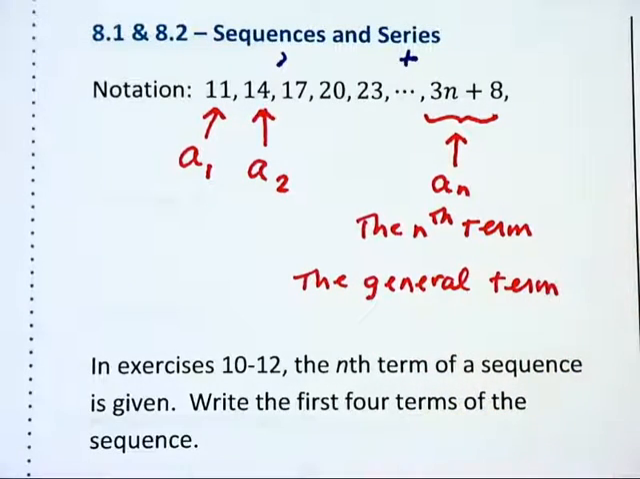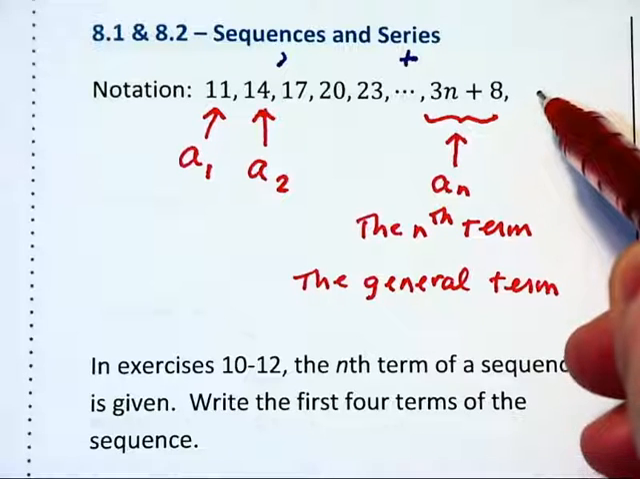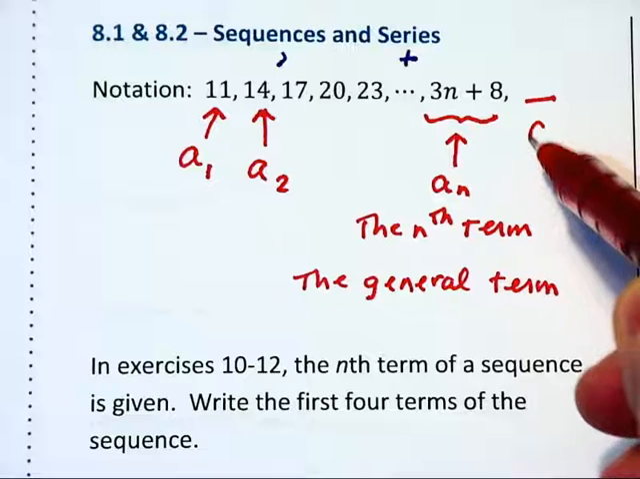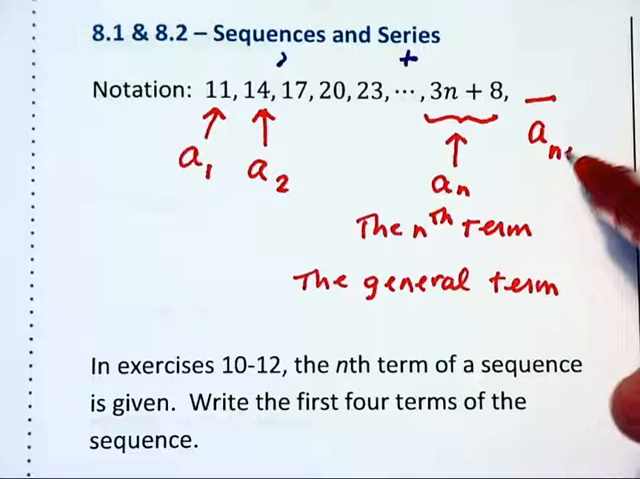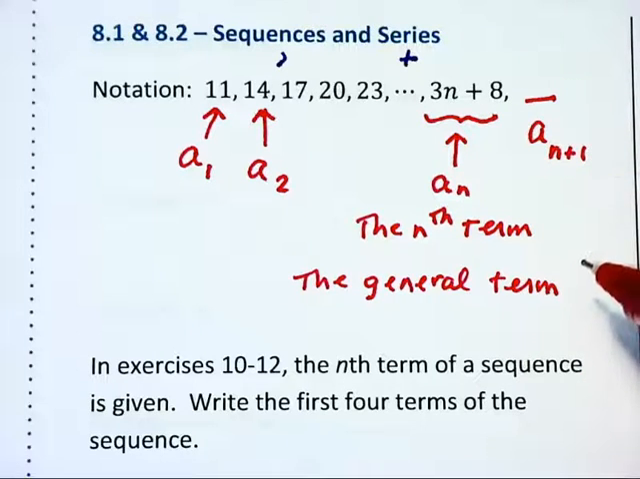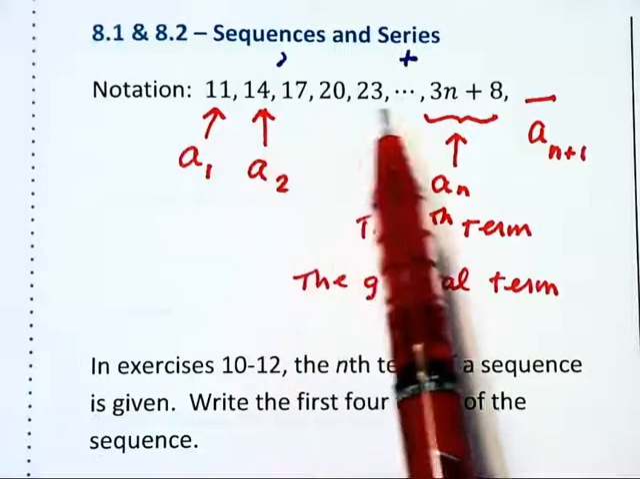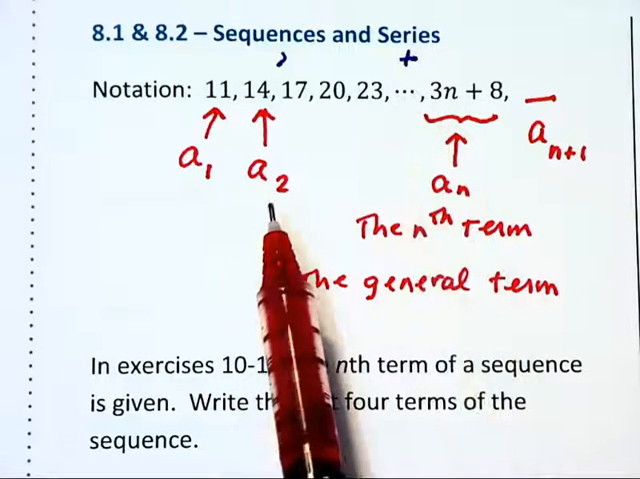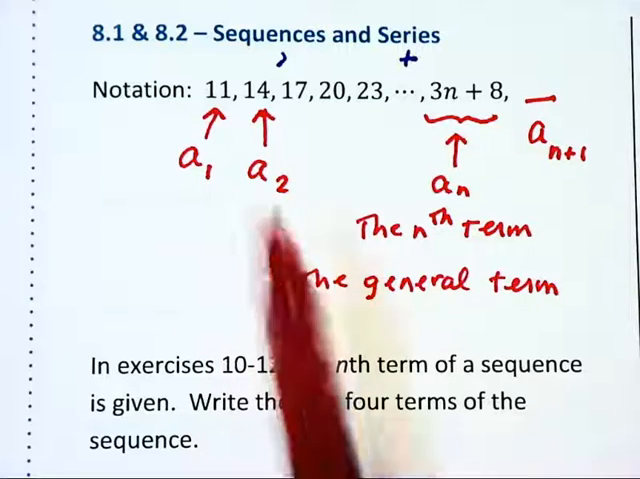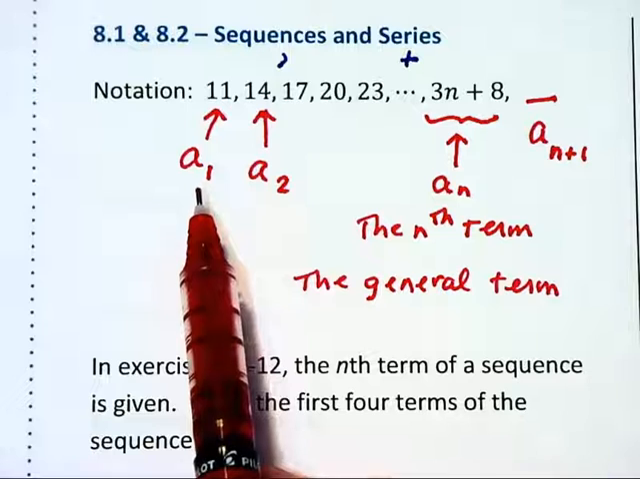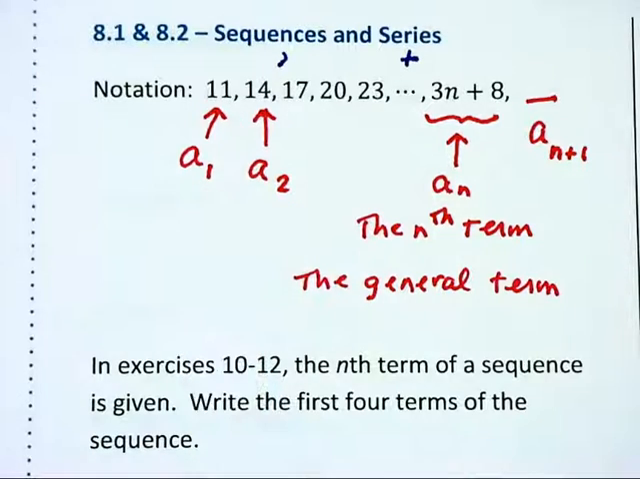Now, after the nth term, the term after it, whatever number would be in that position, would be a subscript n plus 1, and the number after that, a subscript n plus 2, etc. So you can tell at what position within a sequence a value is by looking at the subscript, starting with n is equal to 1, not 0.